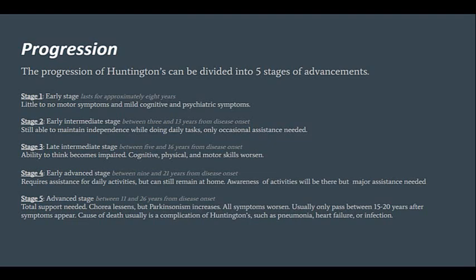Your chorea lessens and your Parkinson's sort of increases. All the symptoms worsen, and you usually pass away between 15 to 20 years after these symptoms appear, and the cause of your death is usually a form of complication of Huntington's, like heart failure or infection or pneumonia.